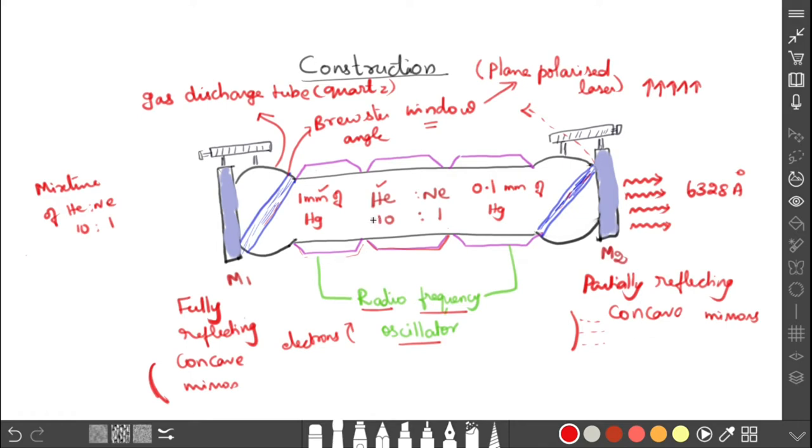Once again, I will repeat, listen carefully. This tube is the gas discharge tube, which is made up of quartz material.